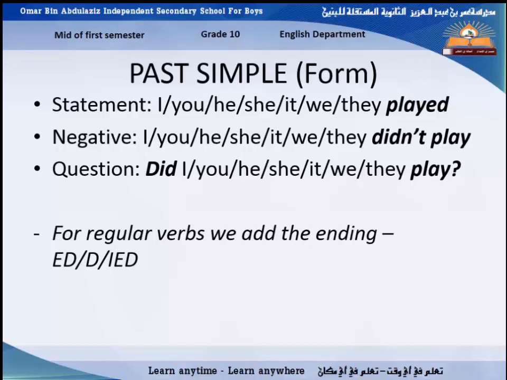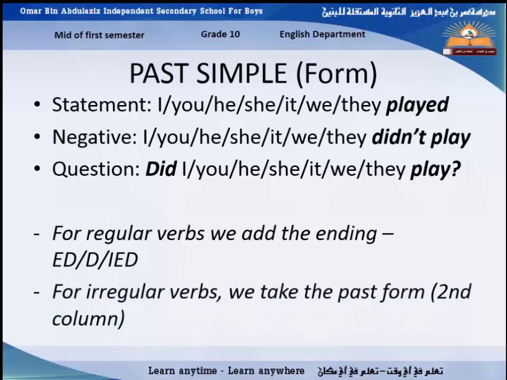For regular verbs, we add the endings ed, d, or ied. For irregular verbs, we take the past form or the second column, as you can see in the last page of your course books.